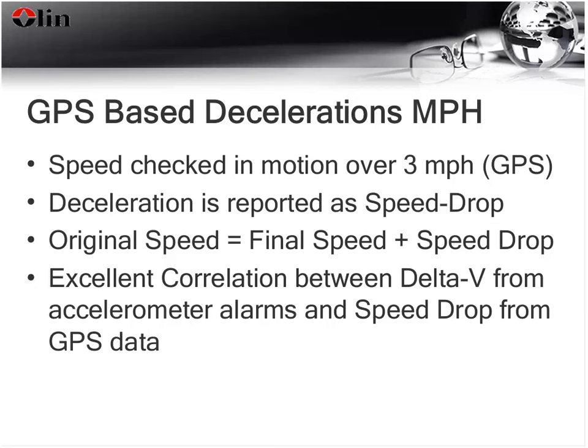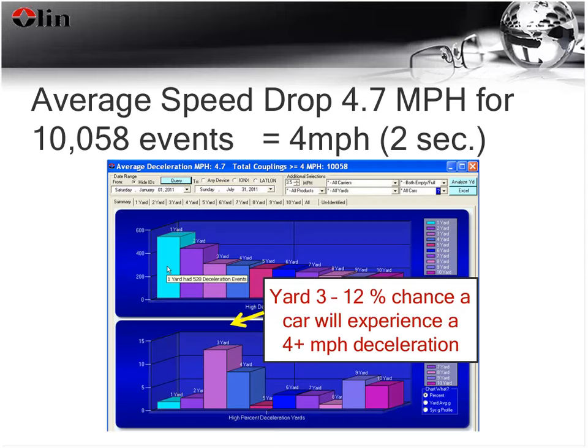And we also get really good correlation between the delta V readings from the accelerometer on the GPS and the speed drop readings as calculated by subtracting speeds. So we can analyze the GPS speed drops, or coupling or hump speeds, in the same way that we analyze the G-force accelerometer data. We can look for the top 10 yards in the country that we've seen the most number of deceleration events.